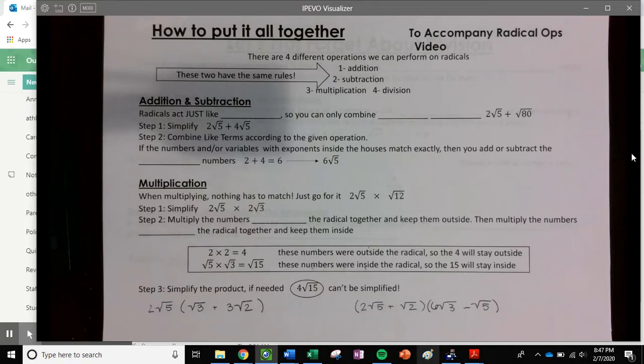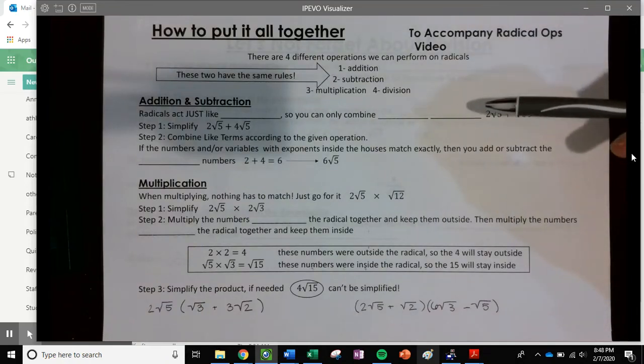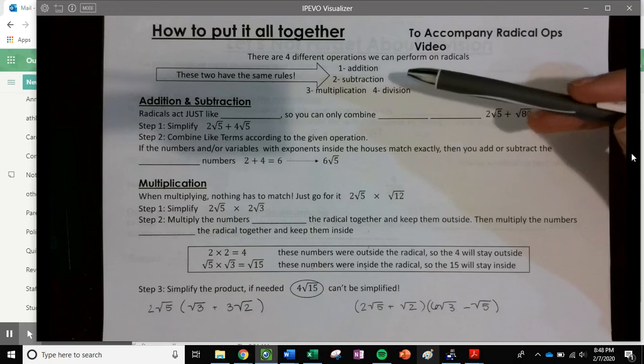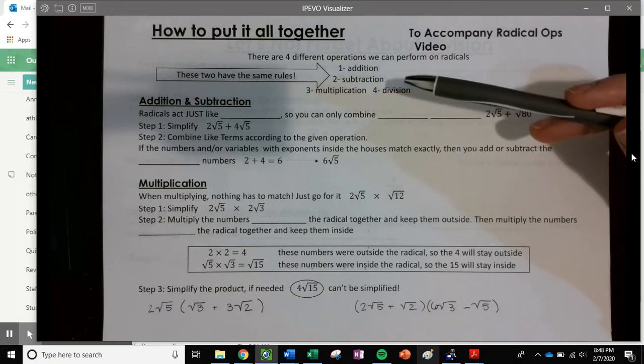We can treat radicals just exactly the same way that we treat any other variable, x's, y's, a's, b's, c's, whatever your variable of choice is. We treat radicals the same way. So we can perform operations on radicals just like we would terms with coefficients and variables. When it comes to the different operations, we've got 4 of them: addition, subtraction, multiplication, and division. And addition and subtraction have the same rules, just like adding and subtracting terms with variables have the same rules.